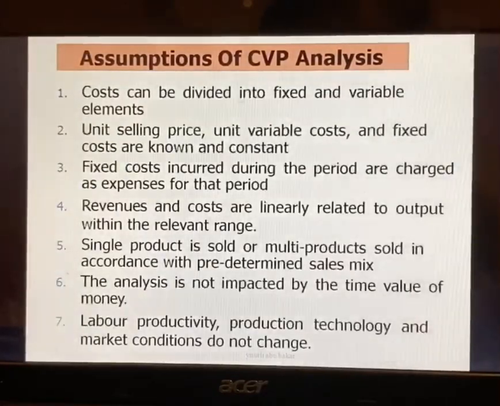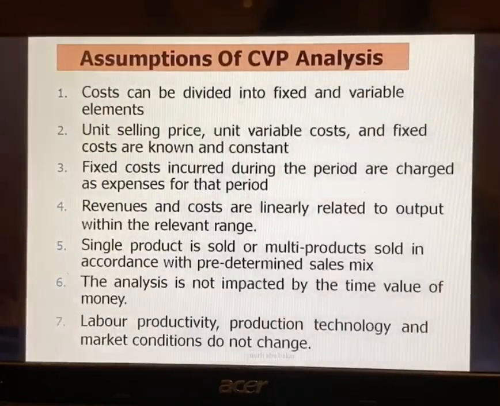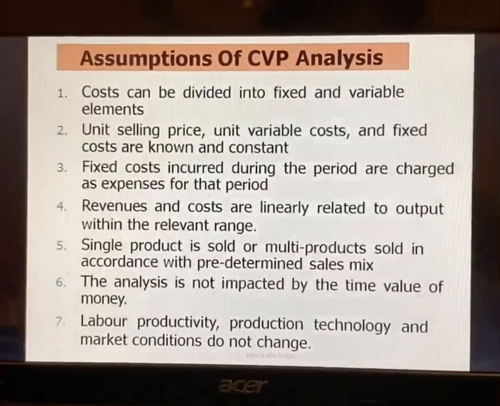So there are 7 assumptions of cost volume profit analysis. The assumption number 1 is costs can be divided into fixed and variable elements. Number 2, the unit selling price, unit variable cost, and the fixed costs are known and constant. Assumption number 3, the fixed costs incurred during the period are charged as expenses for that period. Assumption number 4, the revenues and costs are linearly related to production within the relevant range.